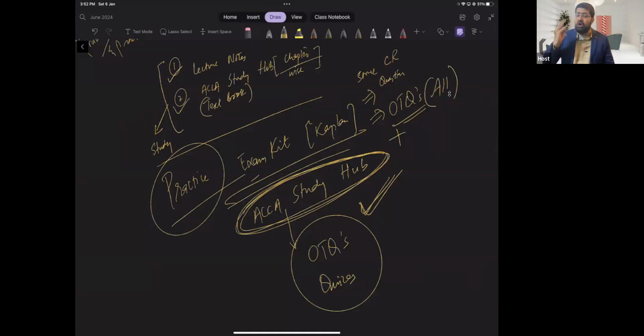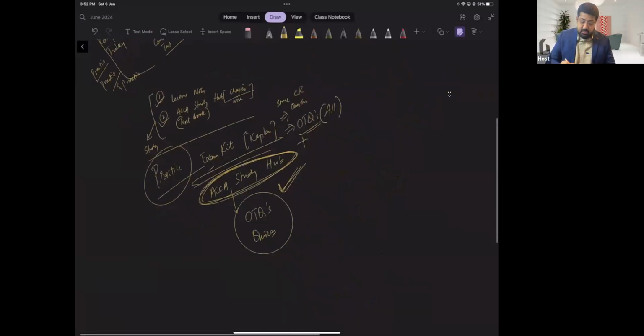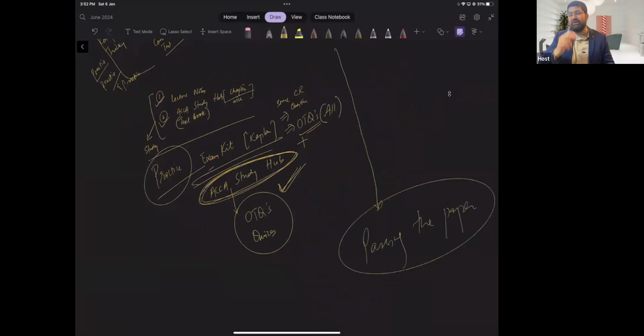You have to do one kit of OTQs and constructive response questions from ACCA Study Hub. That will be enough. Students, that will be more than enough for passing the paper. It sounds very good. You know, we enjoy passing the paper. Just kidding. But there is a recipe. Desires are there and action should be there. If you don't put in the right action and right strategy, you won't pass. You don't achieve your objectives.